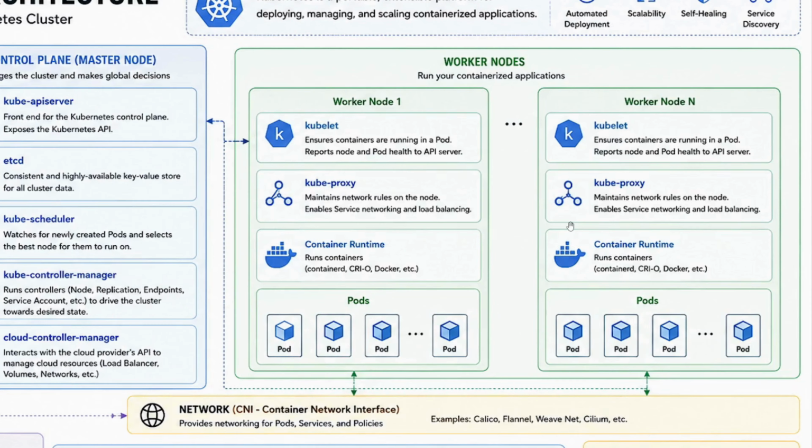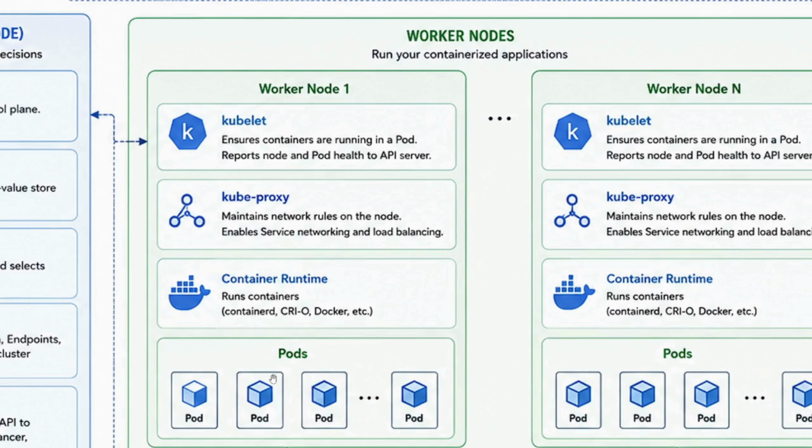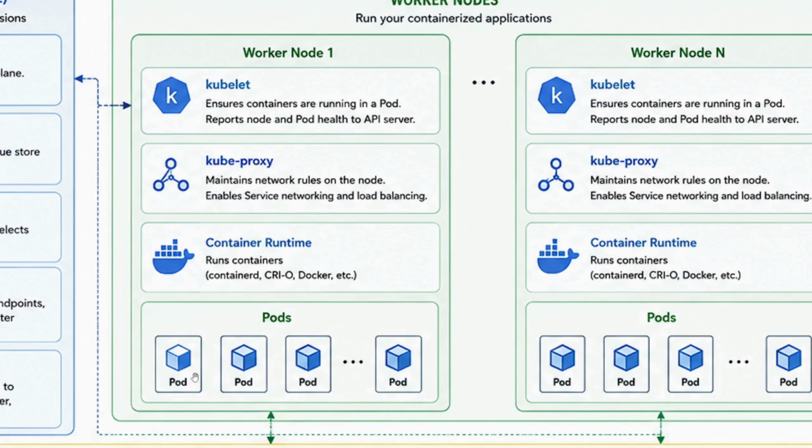Now coming to the worker node. Like I told you, the worker node is basically where your containers are going to execute. Okay, your pods. So pods are the smallest unit in Kubernetes. Okay. So when I say pods, pods can have multiple containers. Just note this part. Okay.